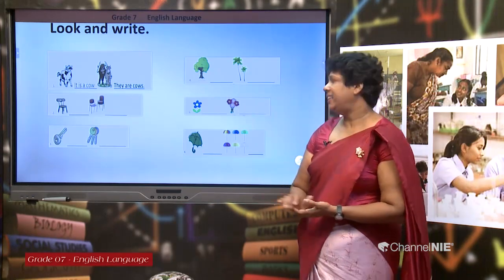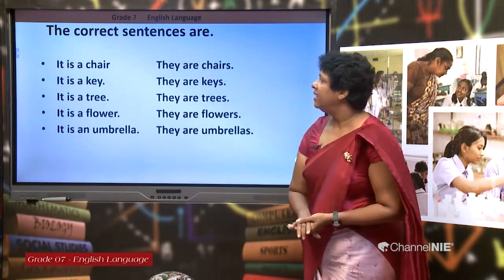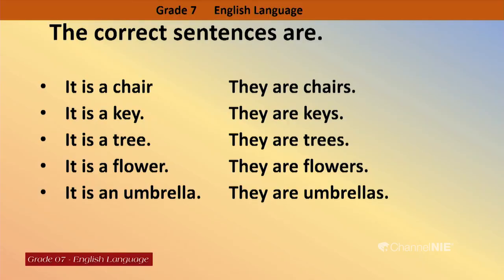Now, let's look at the sentences. It's a chair. The plural form is they are chairs. Number 2, it is a key. They are keys. It is a tree. They are trees. It is a flower. They are flowers. It is an umbrella. They are umbrellas.